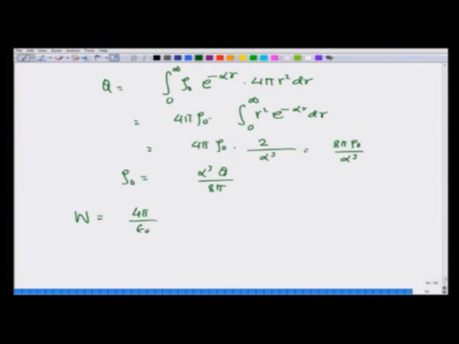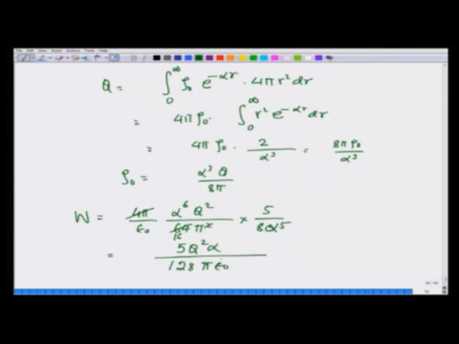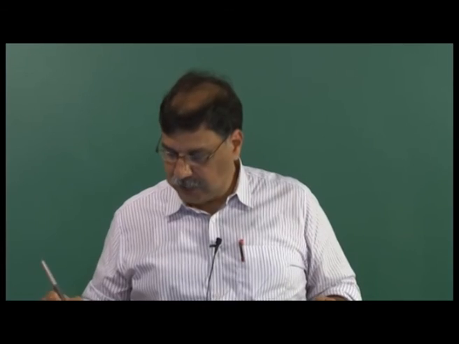over epsilon 0 rho 0 square, which will be alpha raised to 6 times q square over 64 pi square times alpha raised to 5. So, that gives me the answer as 5 q square alpha divided by, let us see, 4, this becomes 16, pi cancels. So, 128 pi epsilon 0, that is the answer. That is the energy of this charge distribution.